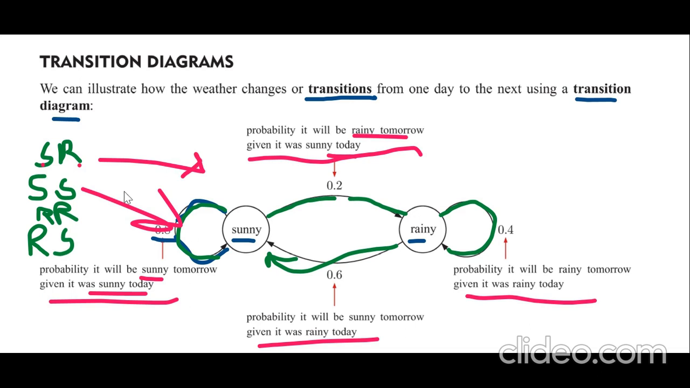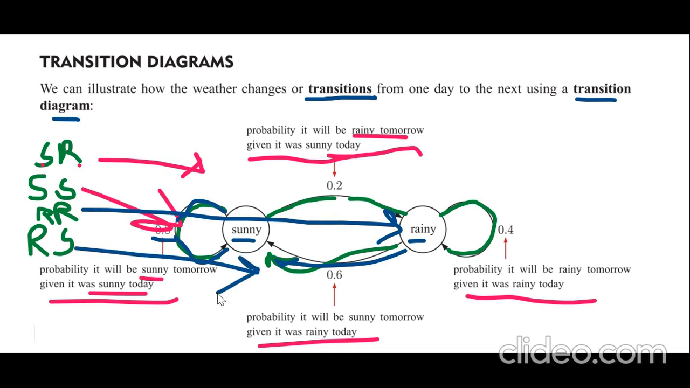Then we have rainy today and rainy tomorrow, which is this one. And rainy today and sunny tomorrow. So you guys can see this is rainy to sunny, which is this one. I hope you guys understood the transition diagrams. We'll look at this in more depth, but let's move forward for now.